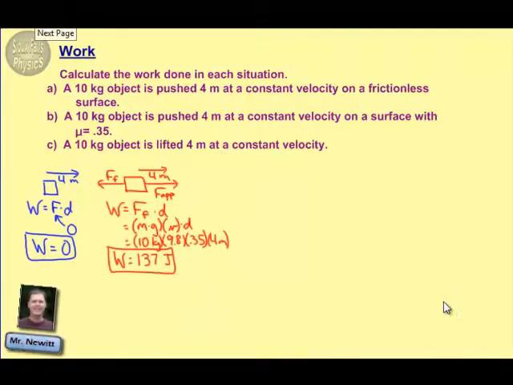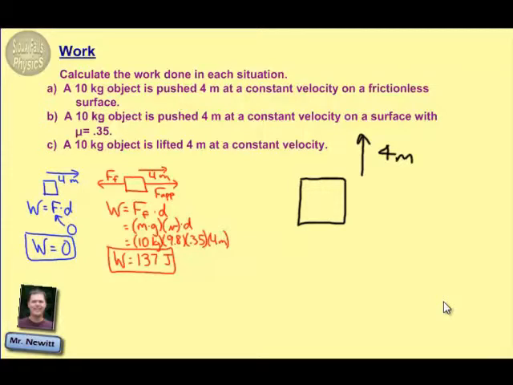All right, now let's look at part C here. In this case now, we're going to take that same 10 kilogram object, and this time we're going to lift it at a constant velocity. So here's my object again, and now we are lifting it upward at a constant velocity, and again we are going to lift it a distance of 4 meters.